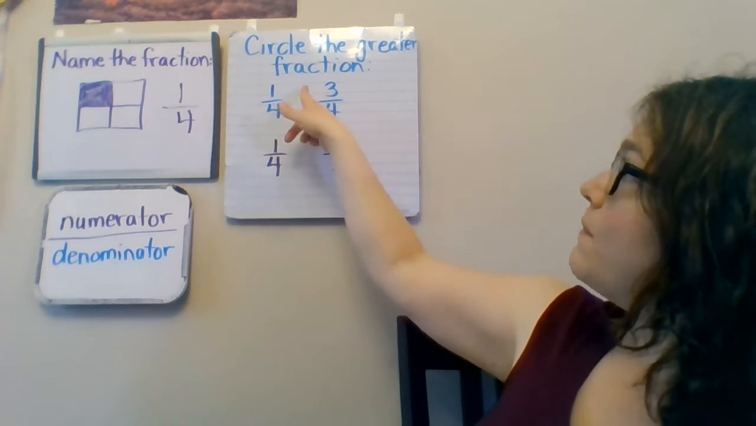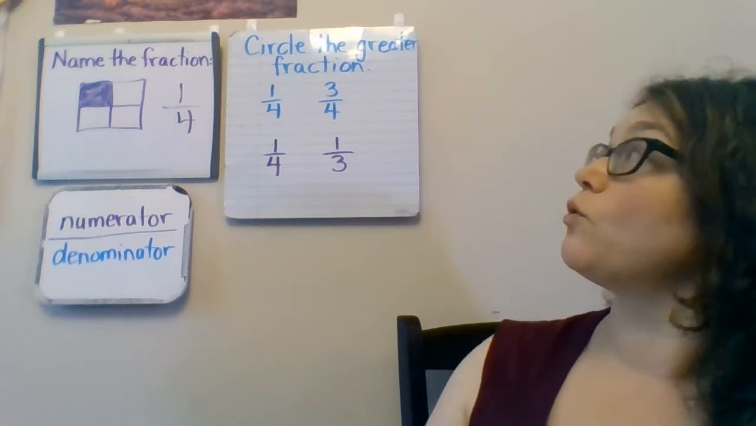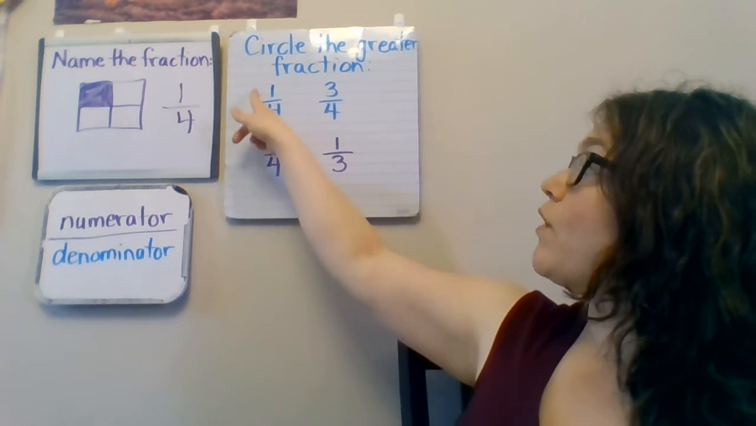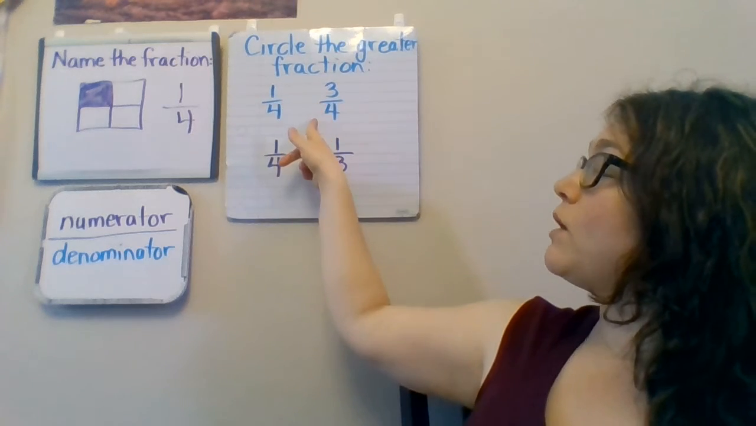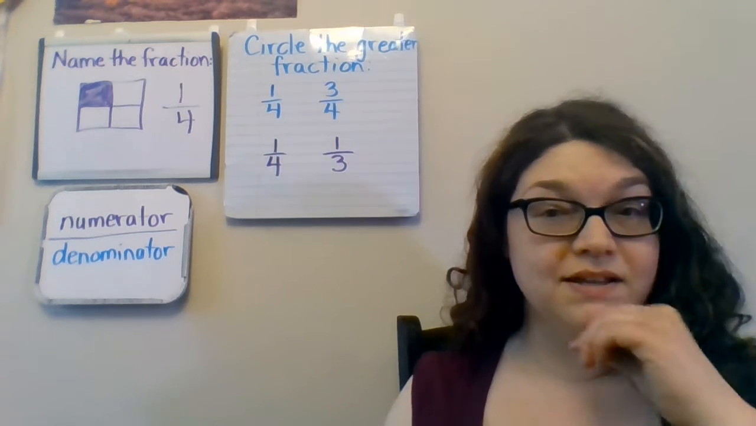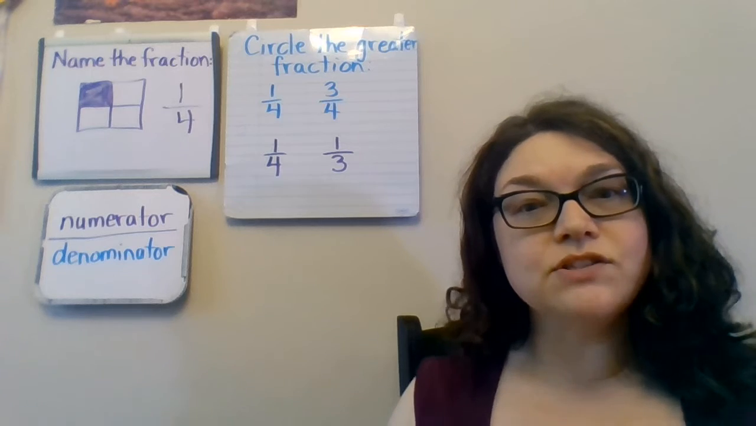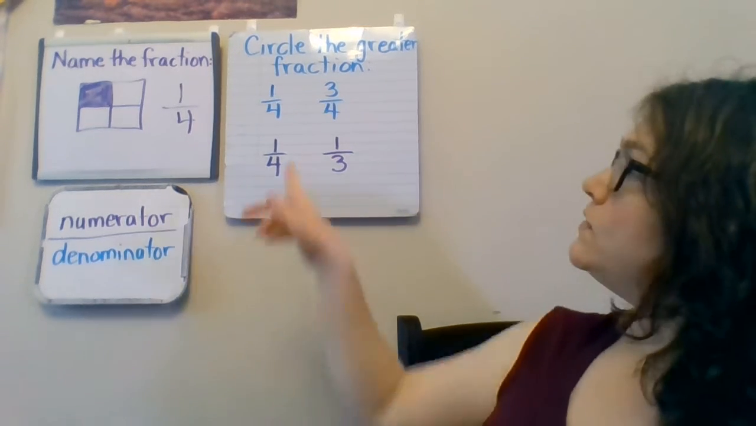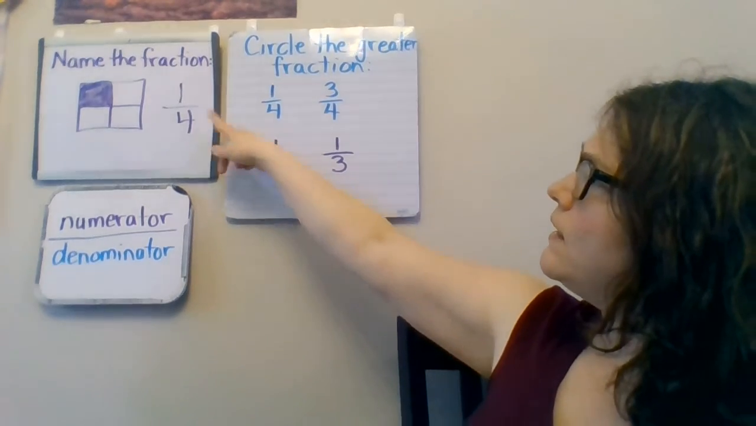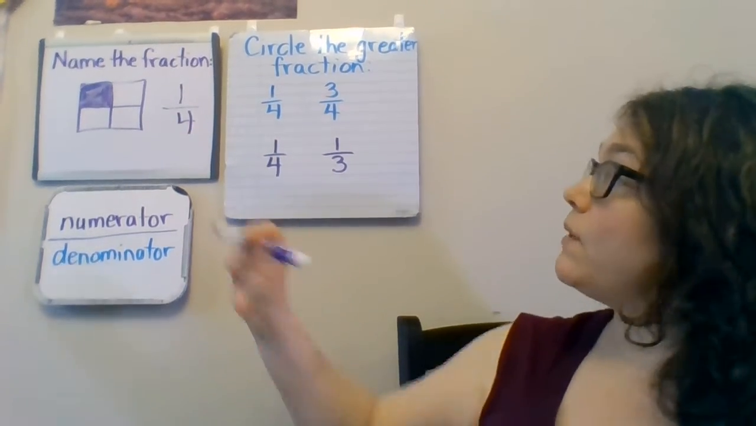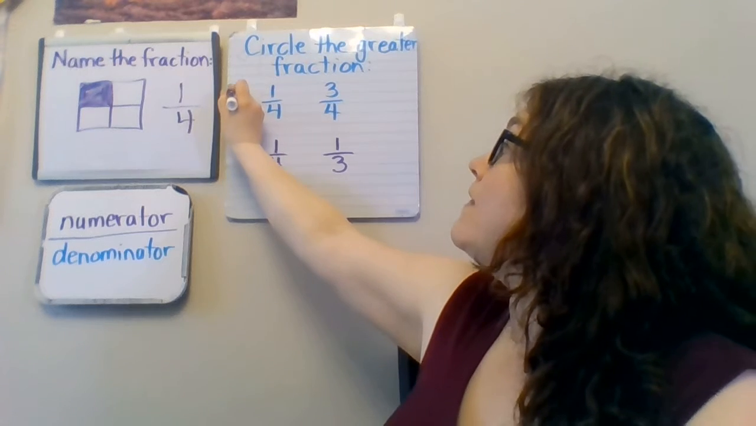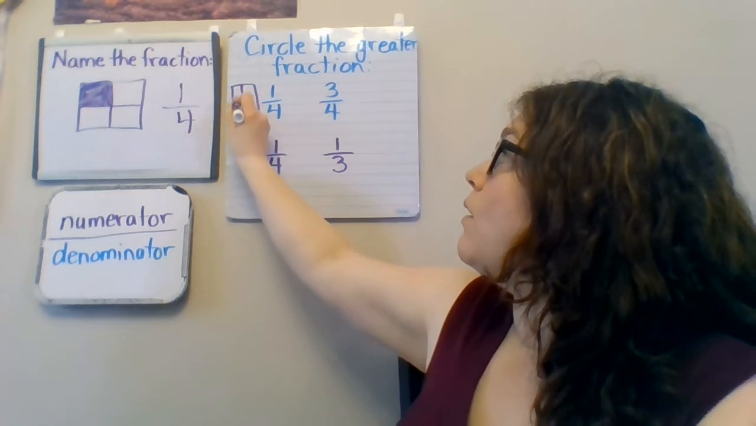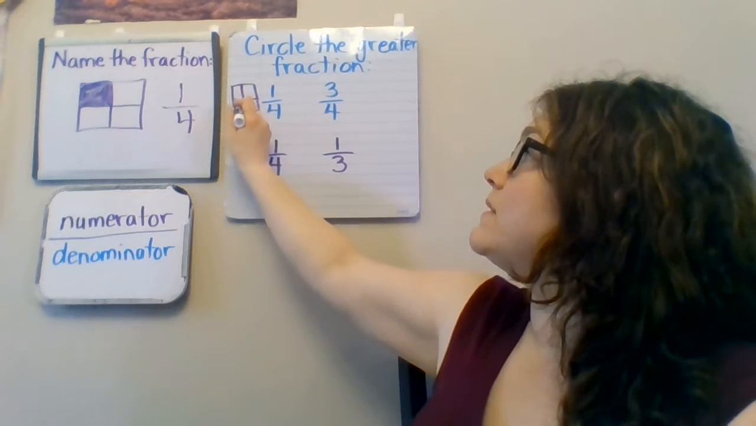All right. Now you might also be asked to figure out the greater fraction. Okay? So the first question here, we've got 1/4 and 3/4. What I would suggest if you come across this is to draw a little picture to help you figure it out. Okay? So let's use a little box like over there, since we already know that that's 1/4. That looks pretty easy to draw. So let's draw a little box. Now all the pieces have to be the same size.